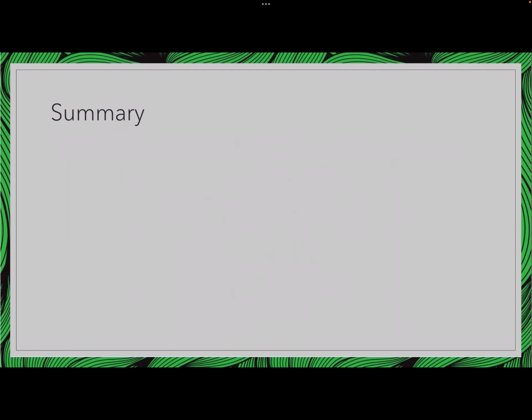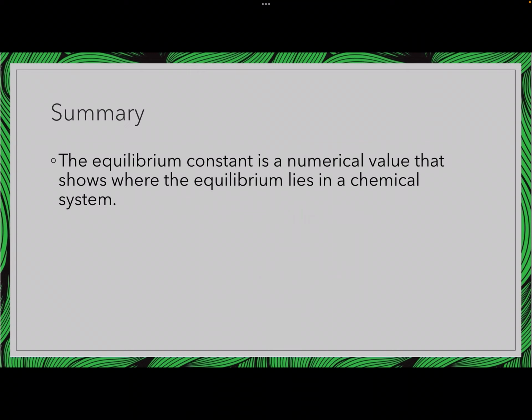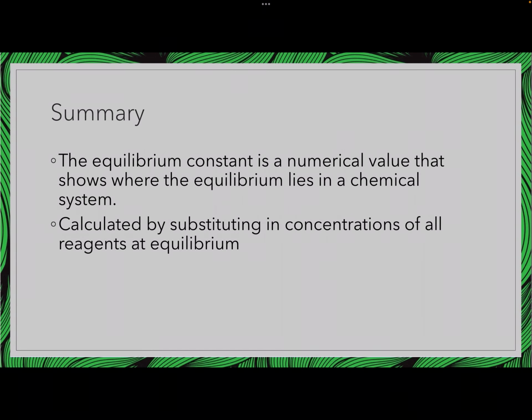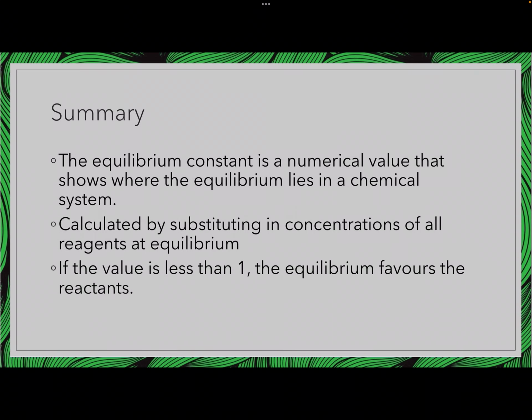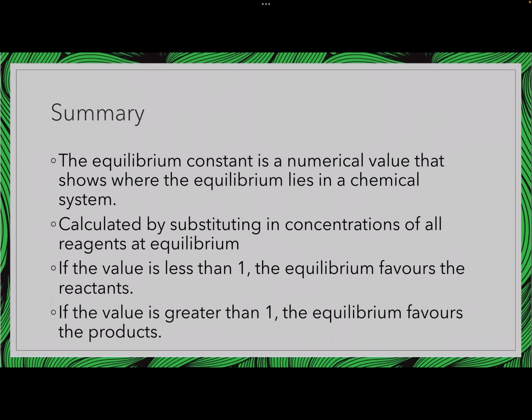Okay, summary. The equilibrium constant is a numerical value that shows where the equilibrium lies in a chemical system. It's calculated by substituting in concentrations of all the reagents at equilibrium. If the value is less than 1, equilibrium favors the reactants. If the value is greater than 1, the equilibrium favors the products. Having said that, please go ahead and do the exercises for this lesson. We'll move on to looking at what we call the reaction quotient next. That's all for today.